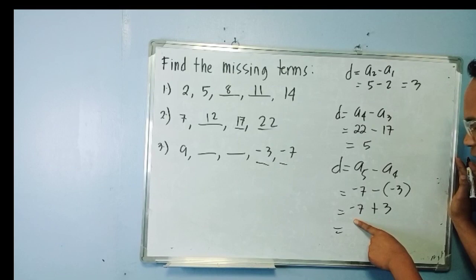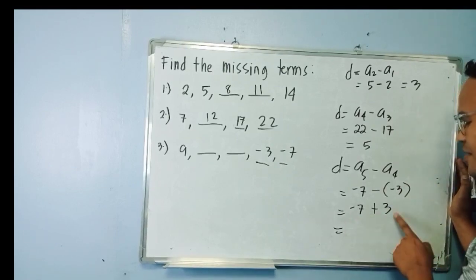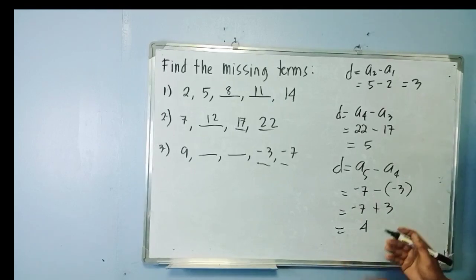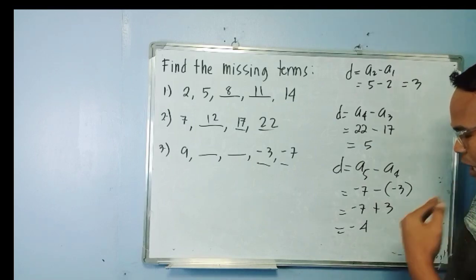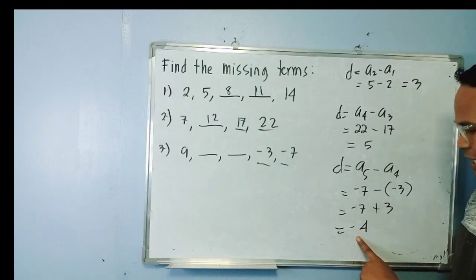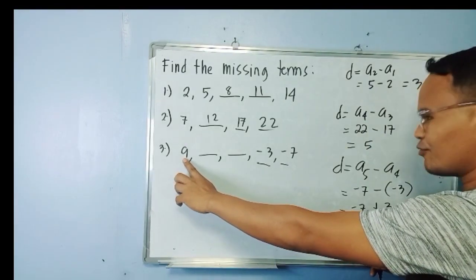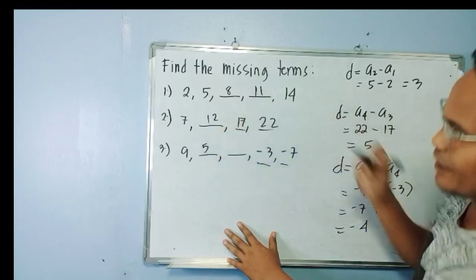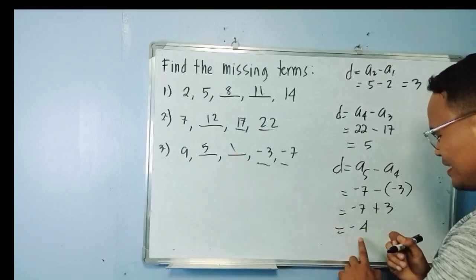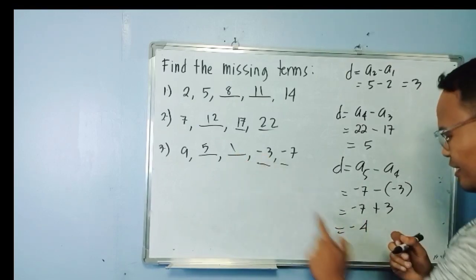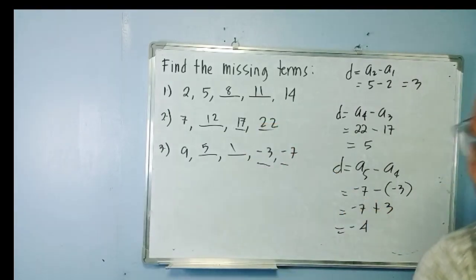The sign of 7 is negative, the sign of 3 is positive, so they have different signs. So subtract. 7 minus 3 is 4. And what is the sign of the bigger number? Negative. So our answer is negative. Therefore, our common difference is negative 4. So we add negative 4 to each term. 9 plus negative 4 is 5. 5 plus negative 4 is 1. 1 plus negative 4 is negative 3. Negative 3 plus negative 4 is negative 7. So those are the missing terms.